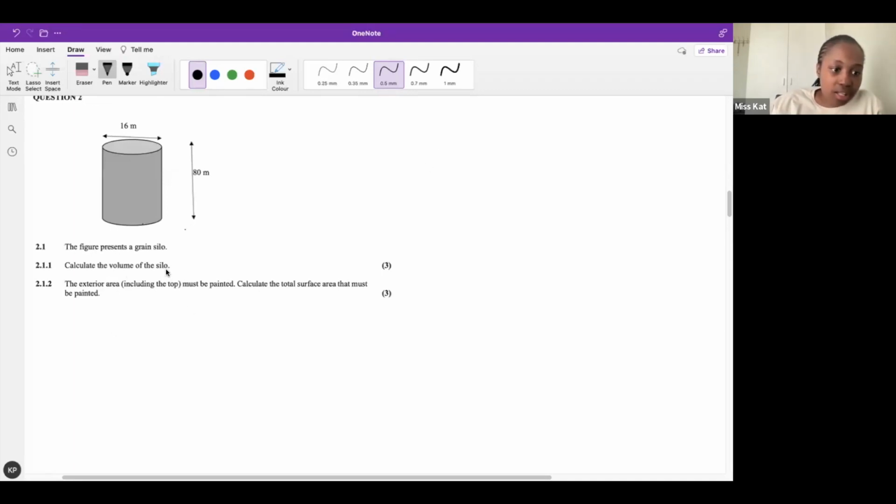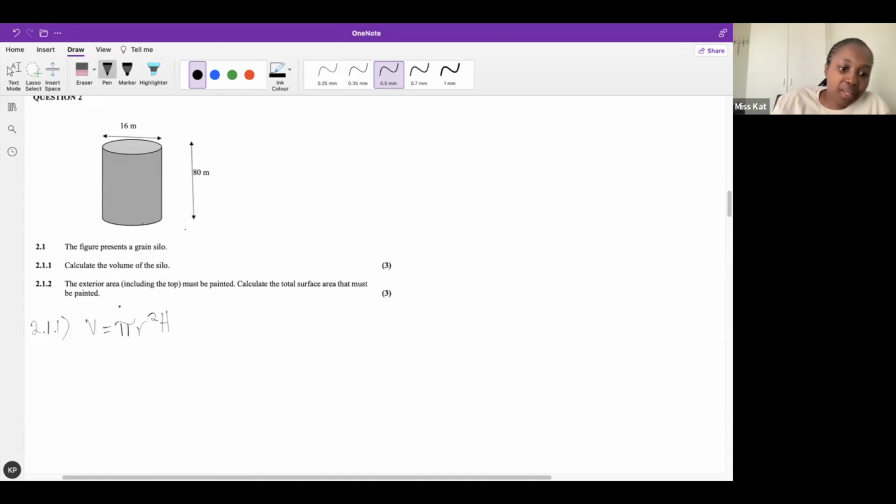Now they say calculate the volume of the silo. Let's talk about this shape. This shape is a cylinder. What is the formula for a cylinder? Yes, Sia? Ma'am, can I try that question? Okay, let's hear. The formula for volume is pi r squared times height.